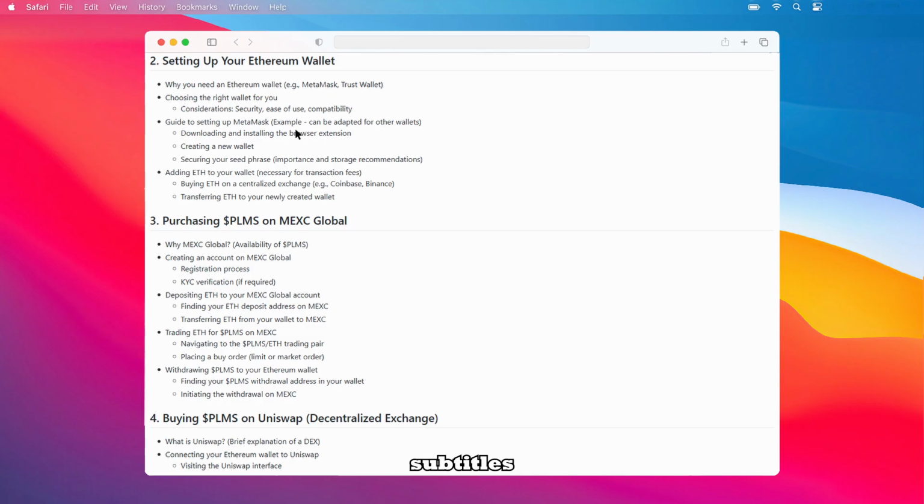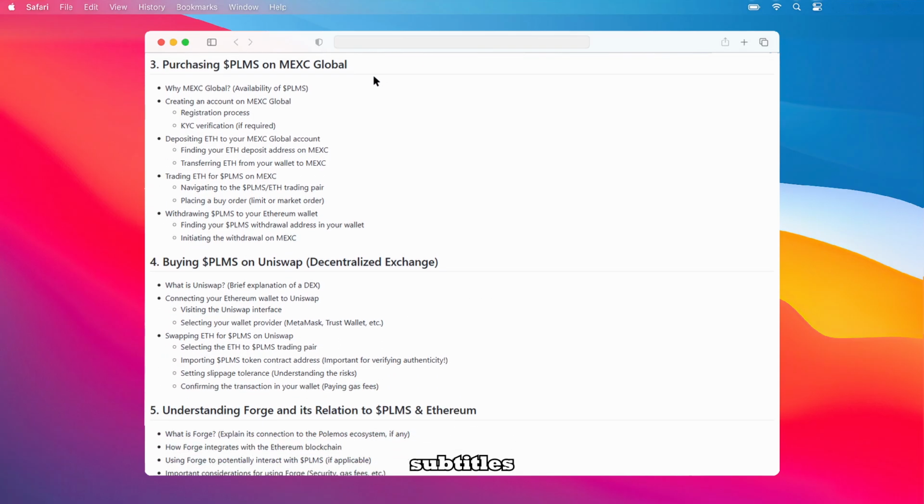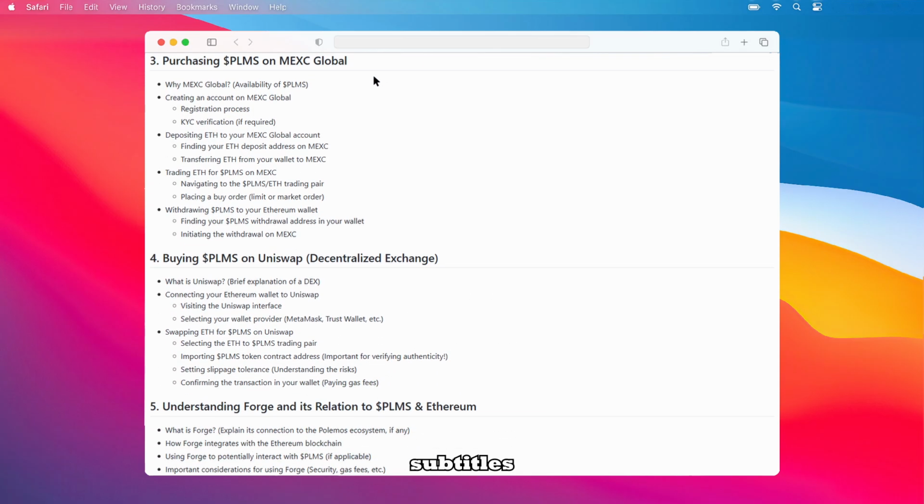Next, trade ETH for $PLMS on MEXC by navigating to the $PLMS/ETH trading pair and placing a buy order, choosing between a limit or market order. Finally, withdraw $PLMS to your Ethereum wallet by finding your $PLMS withdrawal address in your wallet and initiating the withdrawal on MEXC.